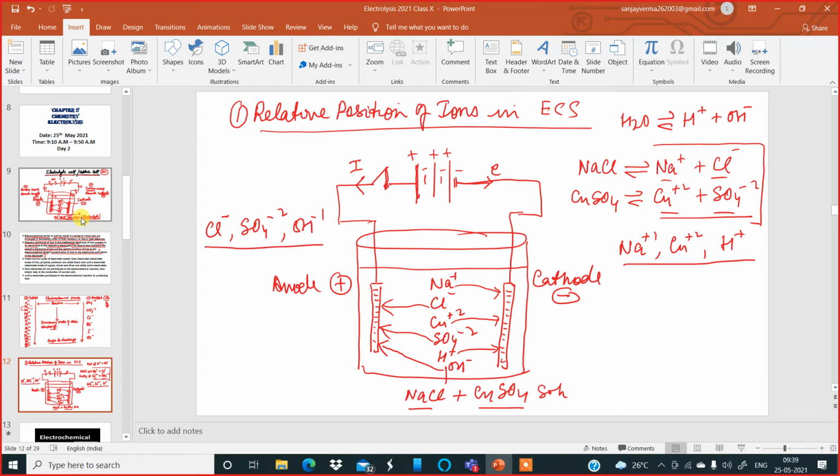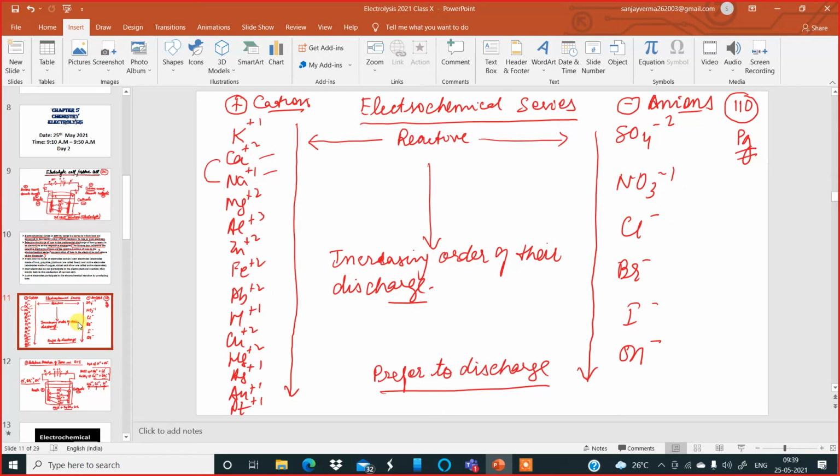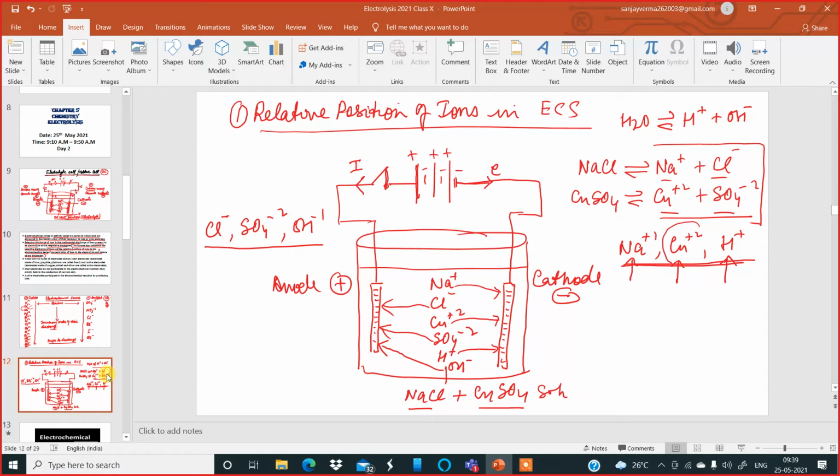Now I will ask you a question. Look at the cathode side. Among these three ions, sodium, copper, and hydrogen, which one is placed lowest in the electrochemical series? It is copper, correct. So among these three ions, copper is placed lowest, which means copper is the least reactive. That is why the copper ion at the cathode will discharge, it will lose its charge.